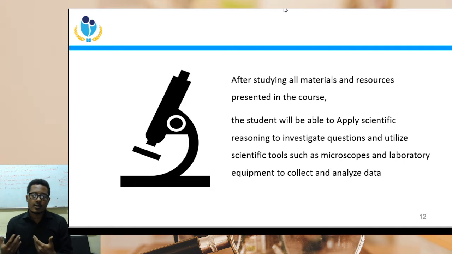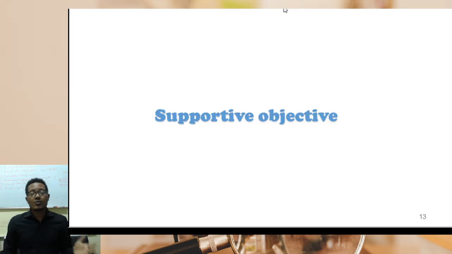In this case is to apply the scientific reasoning to investigate the questions, and also utilize the scientific tools such as microscope and laboratory equipment to collect and analyze data. So let's move on to the supportive objective.